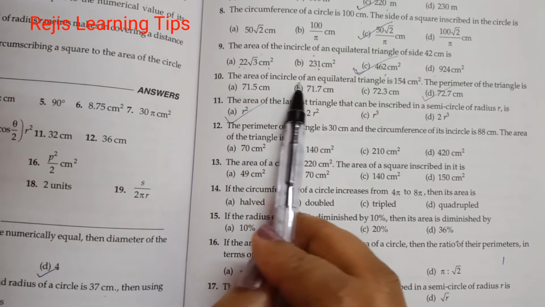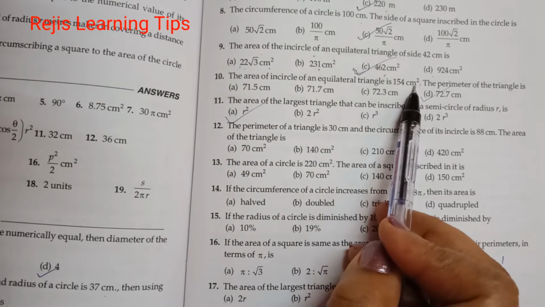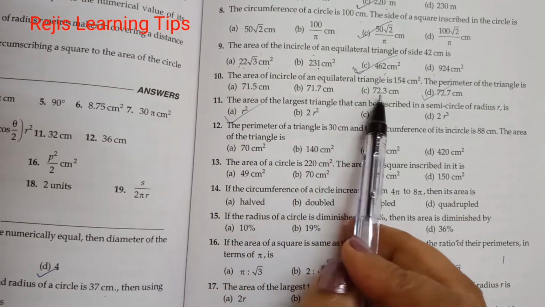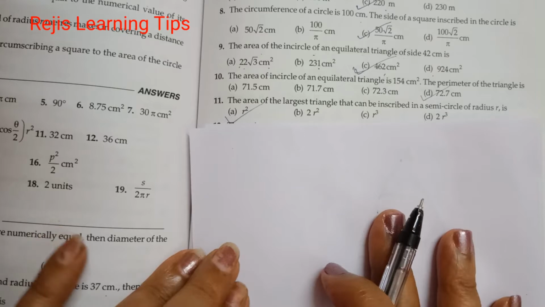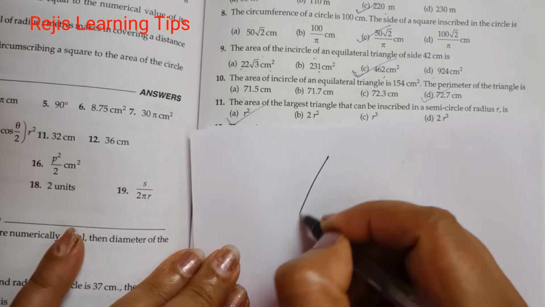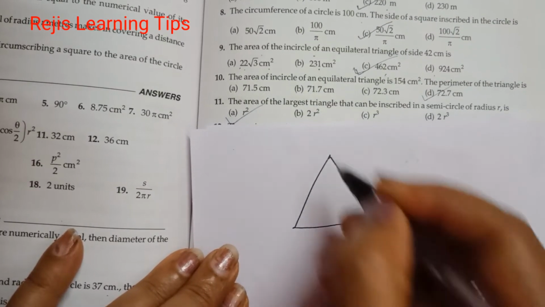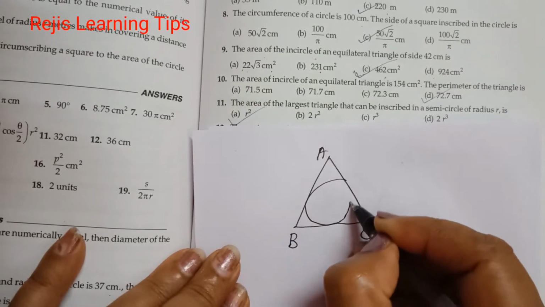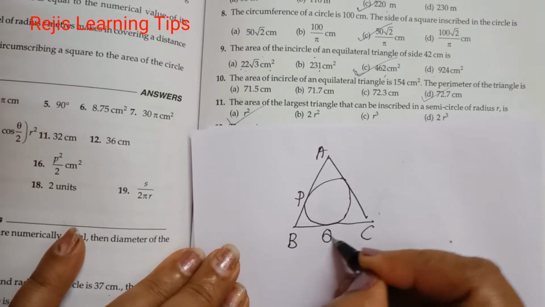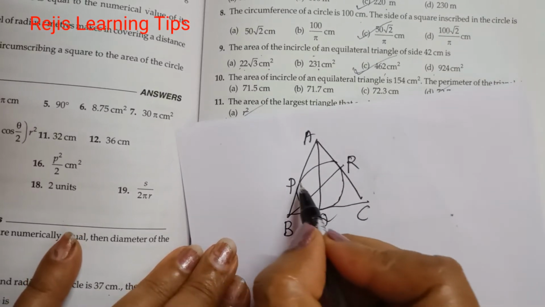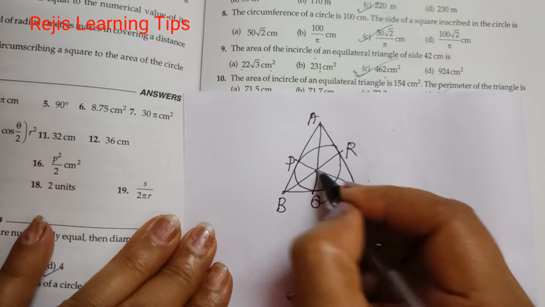Then 10th question. The area of incircle of an equilateral triangle is 154 centimeter square. The perimeter of the triangle is 71.5 centimeter, 71.7 centimeter, 72.3 centimeter, 72.7 centimeter. Okay, the area of an incircle of an equilateral triangle is 154 centimeter square. This is an equilateral triangle A, B, C, incircle P, Q, R, angle bisectors, and this is the point O.